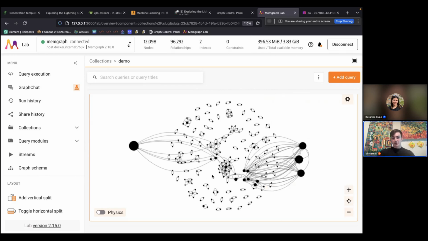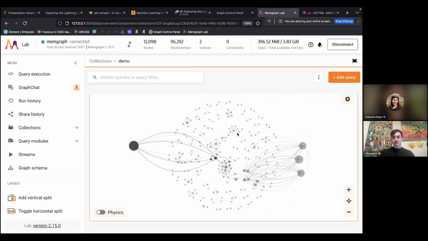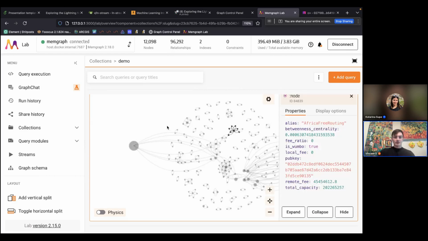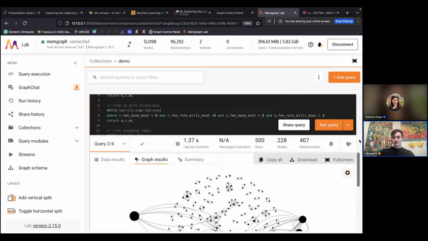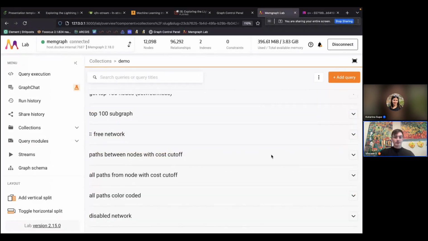And yeah, just looking at these relationships, you can get an idea of which nodes, at least in this visualization, have a high betweenness and also have free routing. So yeah, making decisions based on that. So that's the free network.